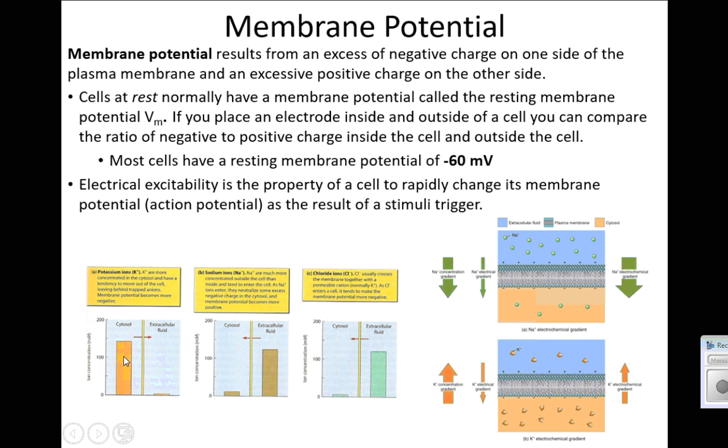Potassium is highly concentrated inside of the cell, low outside. We can see that over here as well. So which direction does potassium want to go? From inside out, right? Now, if that happens, what happens to our negative 60? Is it going to become more negative or less negative?